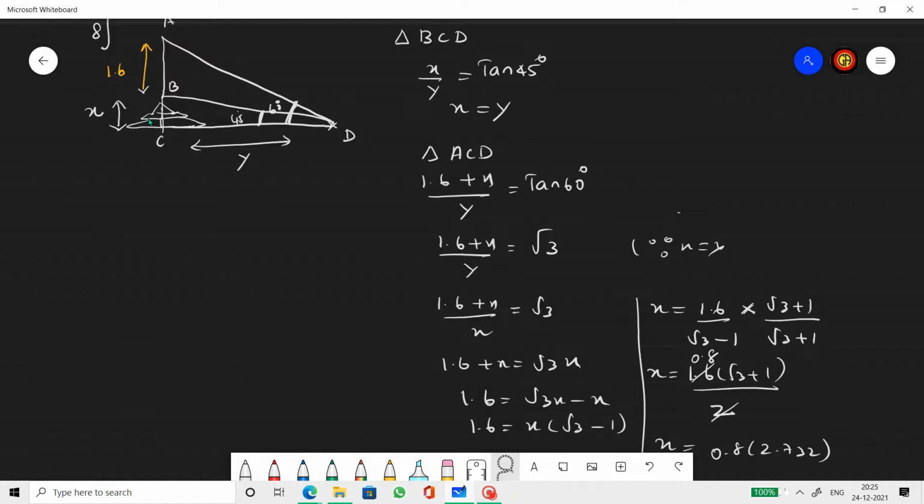Now, what they want us to find is the value of x, the height of the pedestal. When they want us to find a particular height, try to express the equation in terms of that variable. I want x, so I expressed everything in terms of x. But here it doesn't make any difference because x equals y. Whether you make it in terms of y or x, they are equal.